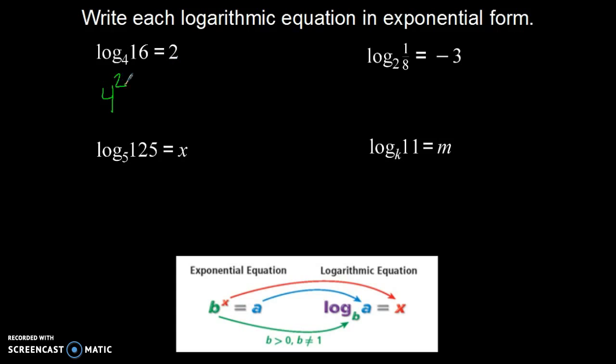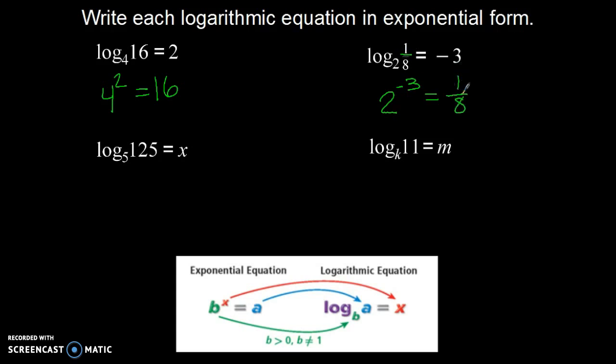So that means we have 4 squared, or 4 to the second, equals 16, right? That given value that is the argument of our log becomes the right side of our exponential equation. We can do the same thing over here. The base of our log is 2, so our base of our exponent will also be 2. The exponent, which comes from the right side, is negative 3, and the argument, which is 1/8, I know it's a little hard to see there, is going to become our right side of the equation.